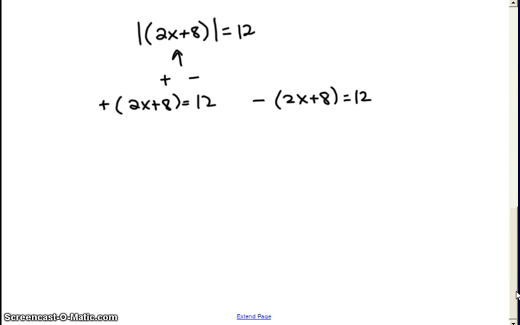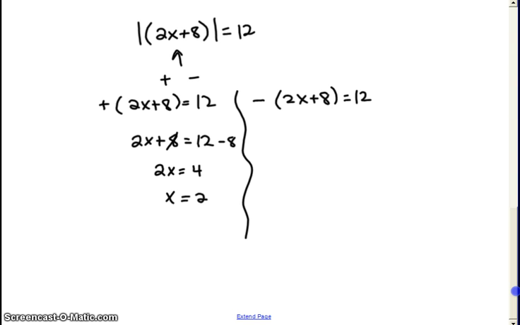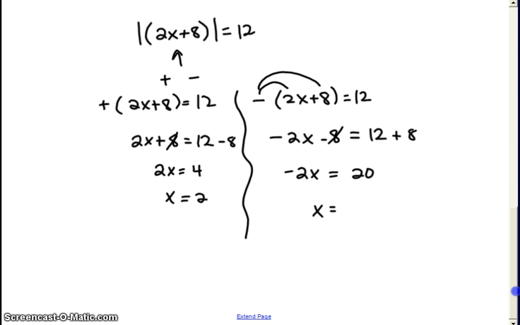Okay, we're going to solve each one for x. 2x plus 8 equals 12. 2x is equal to 12 minus 8, which gives me 4. x is equal to 2. Over here, we have to distribute the negative first, so negative 2x minus 8 equals 12. Negative 2x is equal to 12 plus 8, which is 20. x is equal to negative 10. So my two answers are x is equal to 2 and x is equal to negative 10.